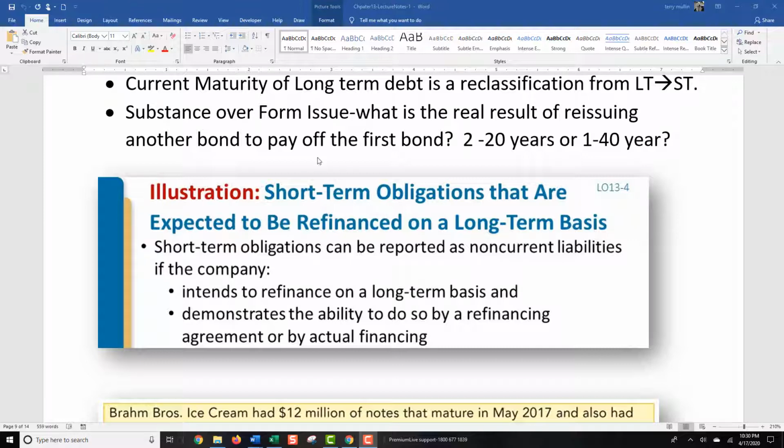Well, what happens is that businesses will go out and reissue bonds, and they're going to issue new bonds to pay off the old bonds. So they can just roll this over.